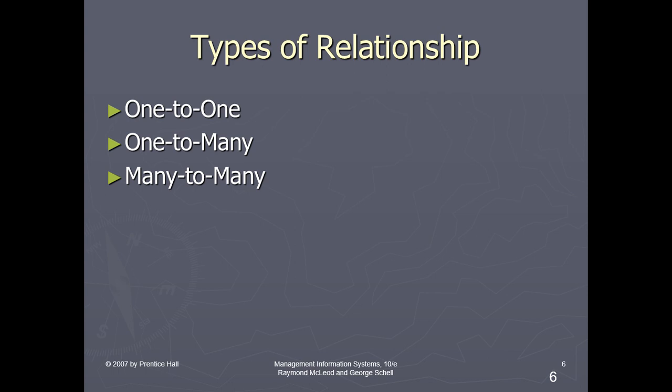Say for example, customer to vendor. We need to relate these entities, the entity for customer and the entity for vendor. So we are going to identify what is the type of relationship. It could be one to one, one to many, or many to many.